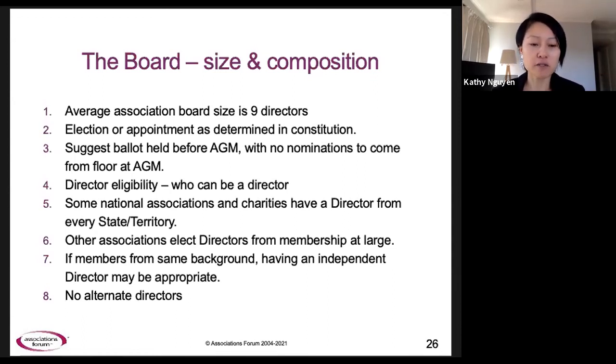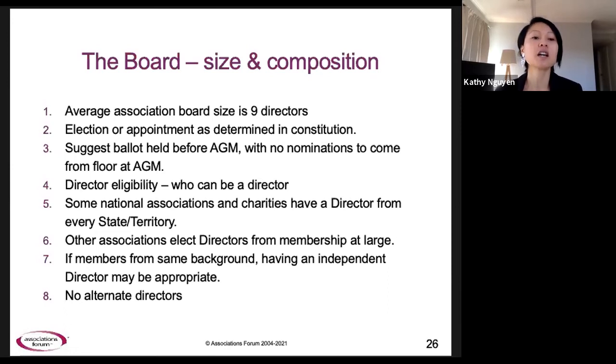No nominations to come from the floor of the AGM. The reason we suggest this is that you don't want any surprises. So any future board members should be known beforehand and due diligence can be conducted.